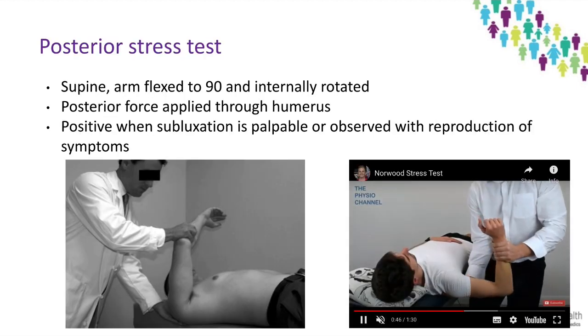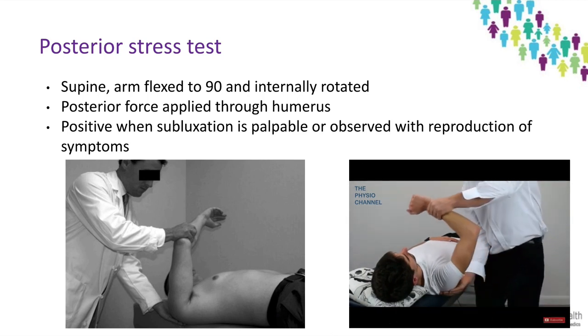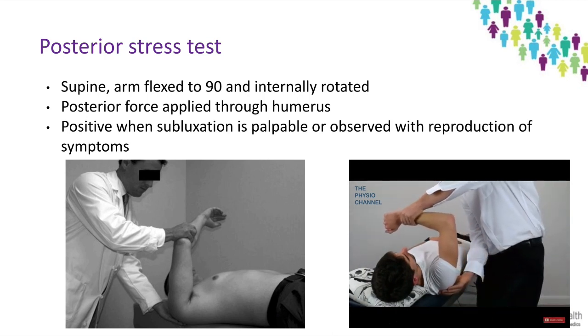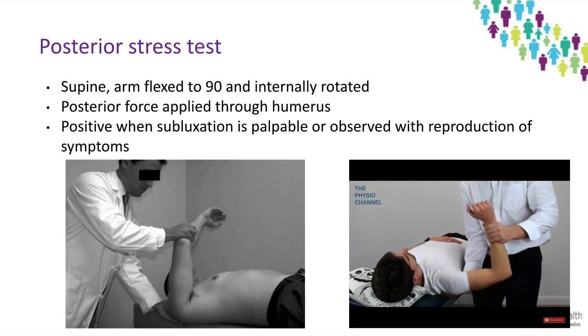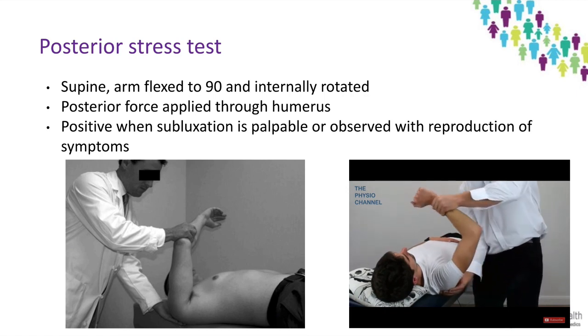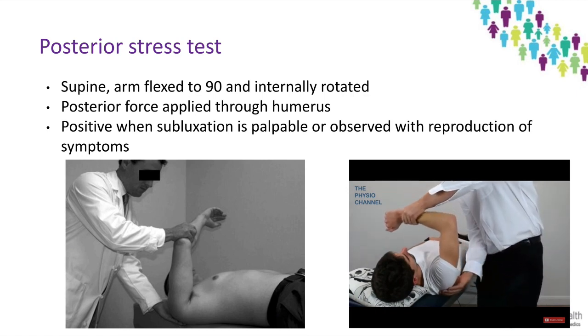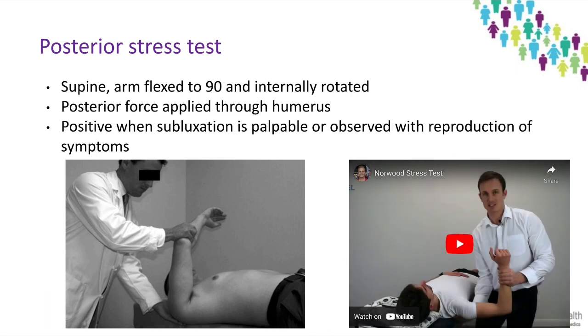So you have your posterior stress test. So this is with the patient supine, with their arm flexed to 90 and internally rotated. A posterior force is applied through the humerus. This test is positive when subluxation is palpable or observed, and the patient has reproduction of their symptoms.